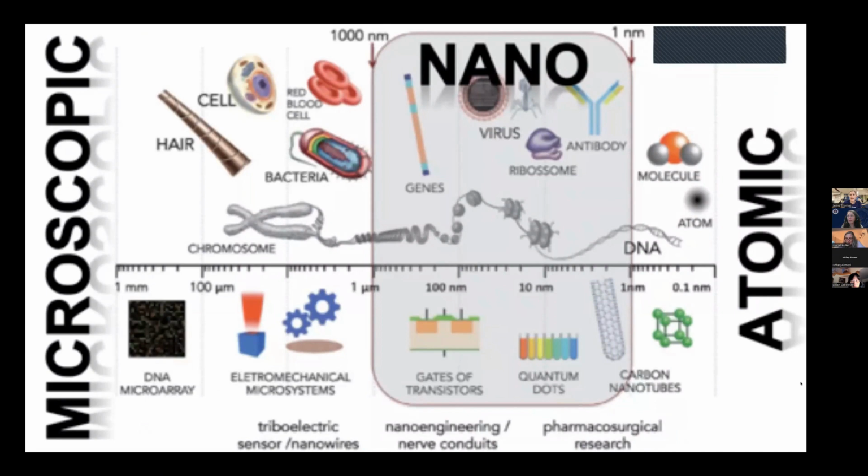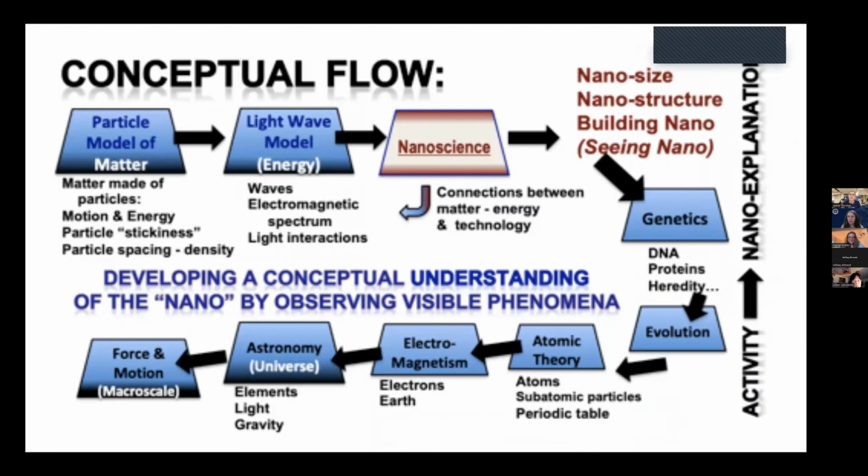Okay, so nano being within the realm of things that are very, very small, between microscopic and atomic, and figuring out a way to help the kids understand something that they can't see. That's one of the big challenges in teaching middle school is we can't see it. So how can we understand it? How can we do some activities where we have an opportunity to experience something, observe something, and then start to understand something that's absolutely abstract?